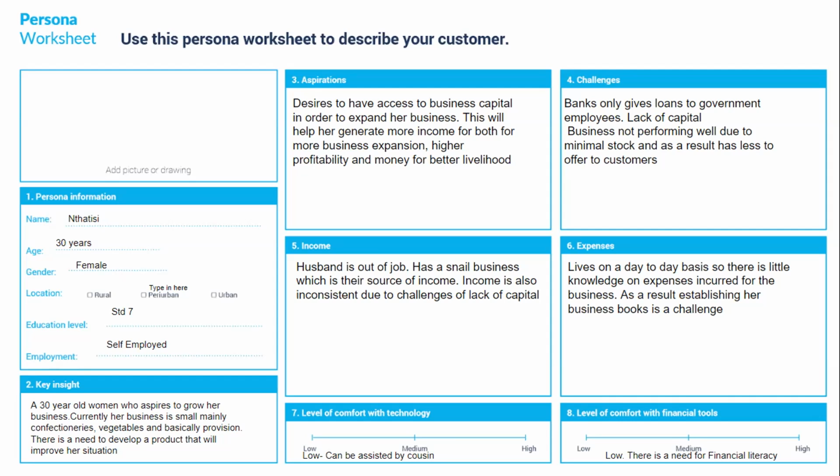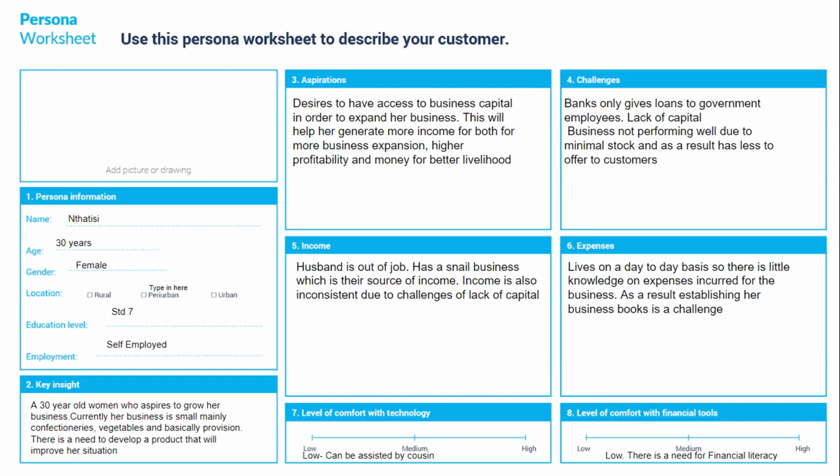Her biggest challenge is that she has a perception, or also when she goes to banks, there is no facilities for her. Banks offer loans only for government employees. So as a result, she lacks capital. So her business is really not performing well due to minimal stock. And as a result, she has close to nothing to offer to her customers. So she runs out of stock very fast.